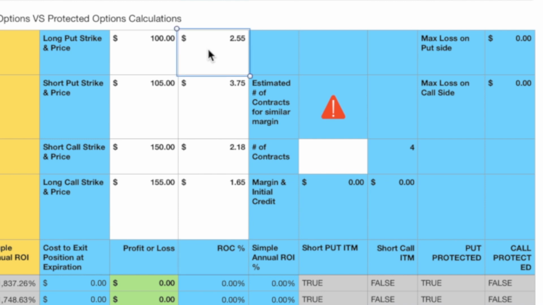And if you try to enter it negatively, it will actually highlight red. I'll just show you how that works. So if you put in a negative, it tells you there's an error. So if you're seeing a red cell, it's because you entered something incorrectly. So 2.55, we'll enter that, and then it'll go back to white.